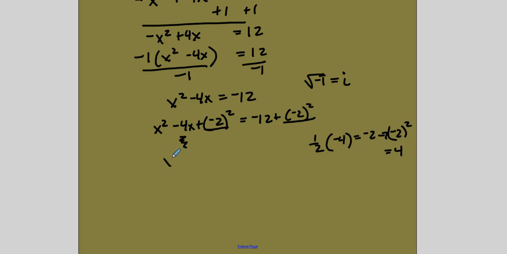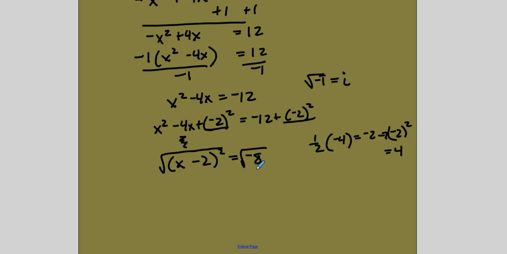So this becomes x squared minus 4x. Well, we actually don't have to even write that out. We know this has to be the quantity x minus 2 squared. That's why we complete the square, so we can get this, and that's going to equal -12 plus 4. -12 plus 4 is -8. Okay, so now I take the square root of both sides.